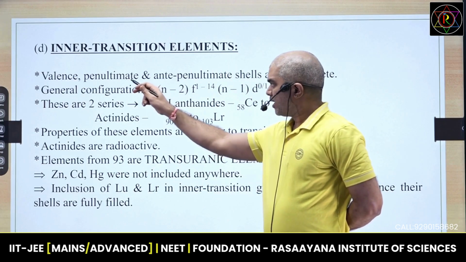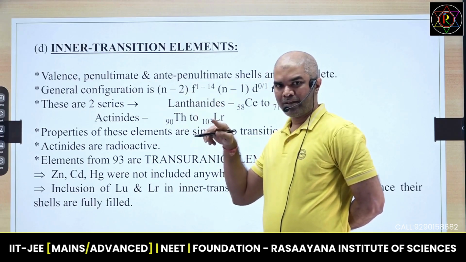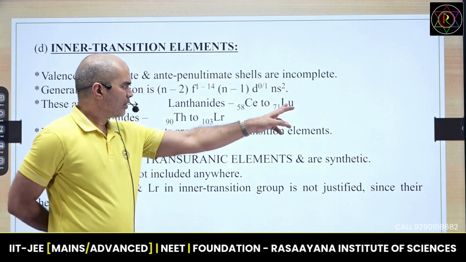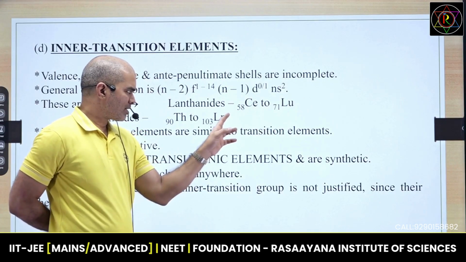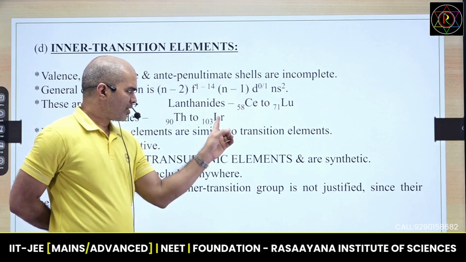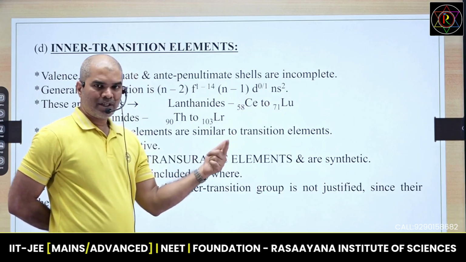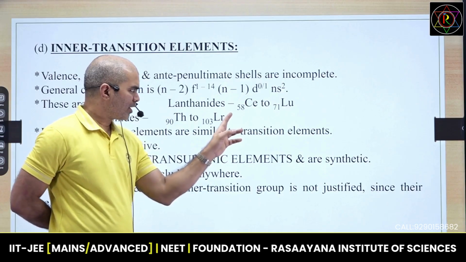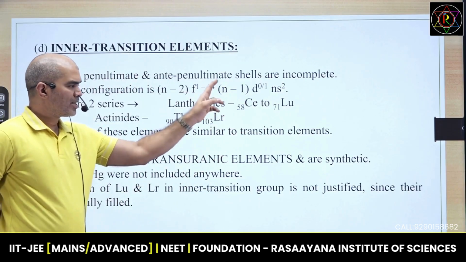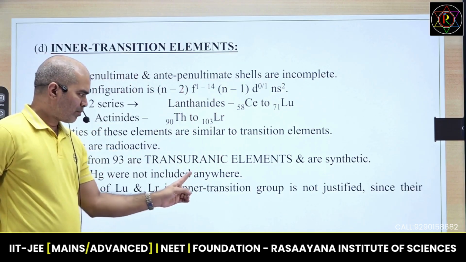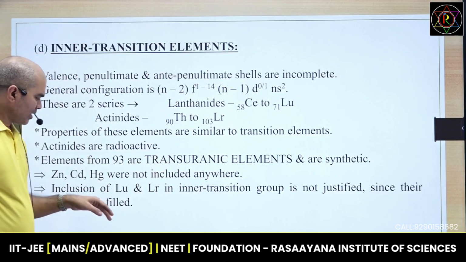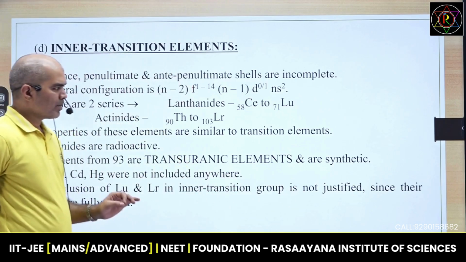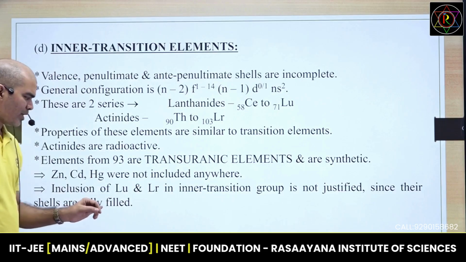Next, when I say the antepenultimate shell should also be incomplete, then why should I include lutetium and lawrencium? Because they have fully filled shells. If I have included lutetium and lawrencium, then I should say the (n-2) shell, the antepenultimate shell, must be filled up. But in this case, lutetium and lawrencium are filled up, yet it was given that antepenultimate shells are incomplete. So that is not properly justified. Right? In the last I have given, inclusion of lutetium and lawrencium in the inner transition group is not properly justified since their shells are fully filled.